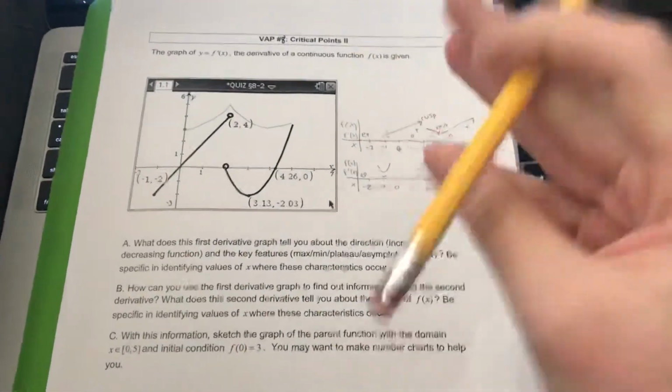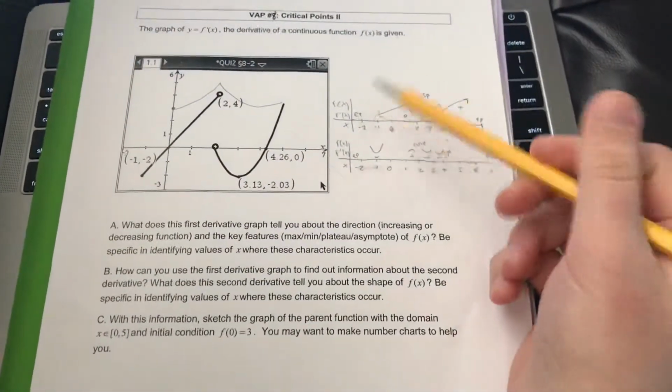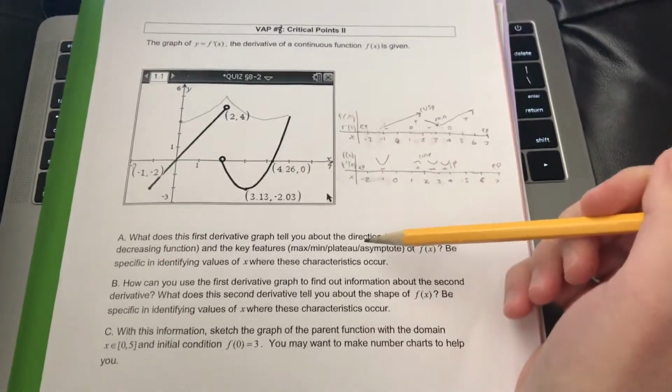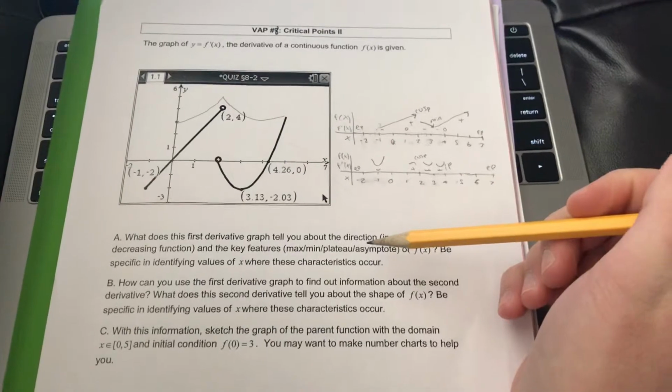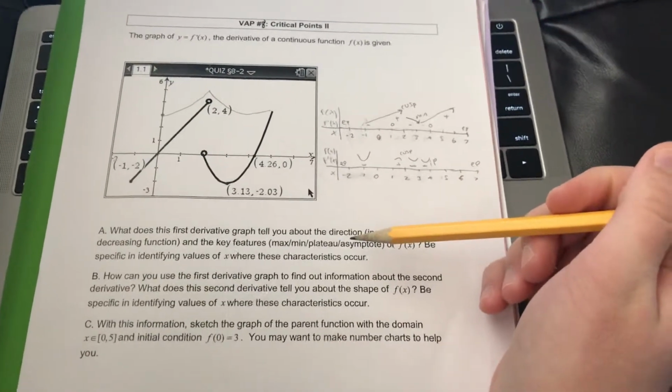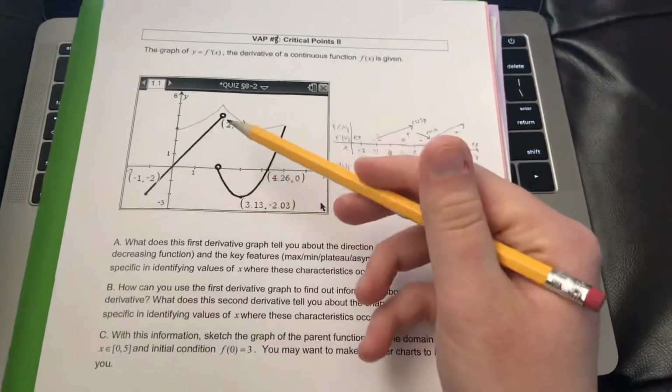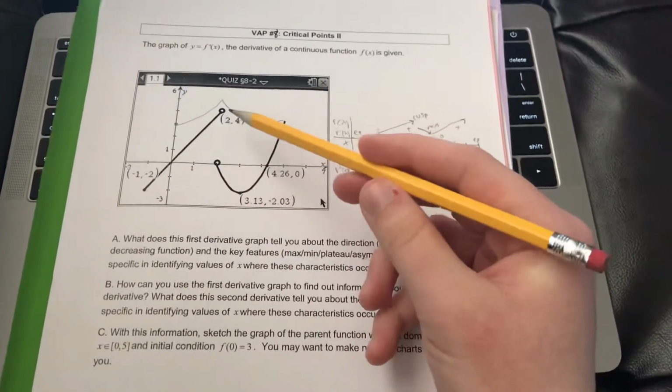So for this problem, the derivative of the continuous function f is shown here on the graph. For part A, it asks, what does the first derivative tell about the direction of the function and what are key features? So from -1 to 2, the function is increasing. There's a discontinuity at x equals 2.